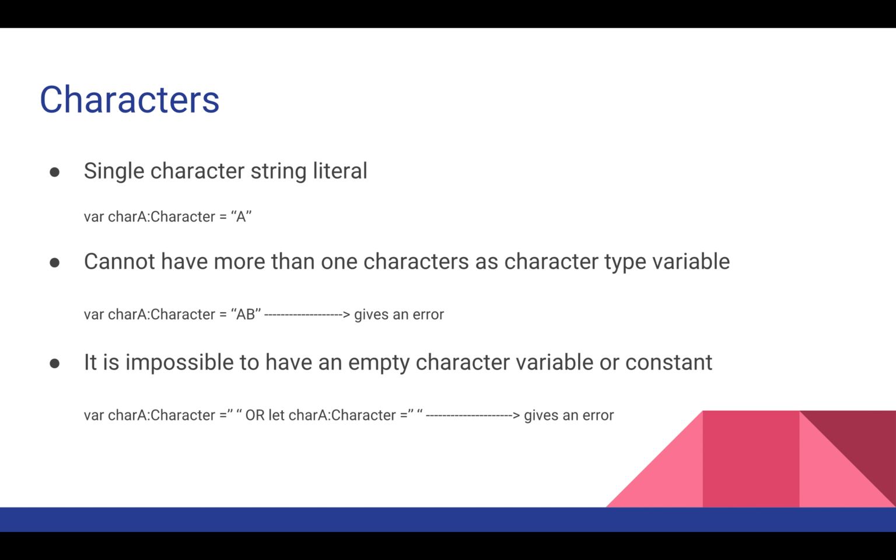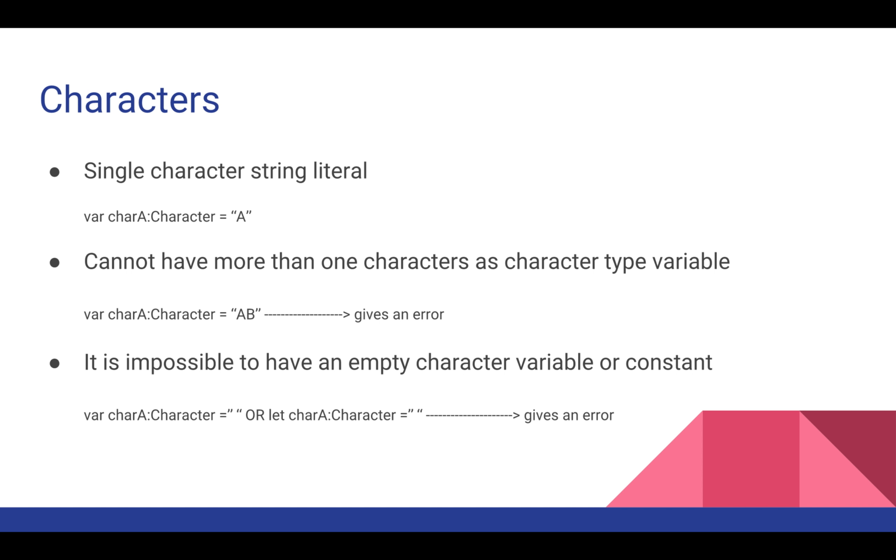Characters. A character in Swift is a character string literal represented by the character data type. You have to mention the data type character while defining the character variables or constants because the type inference property of Swift deduces the type as string by default for the character type if not mentioned explicitly. Using two characters in the string literal of character data type gives a compiler error. Also, it is not possible to create an empty character variable or constant.